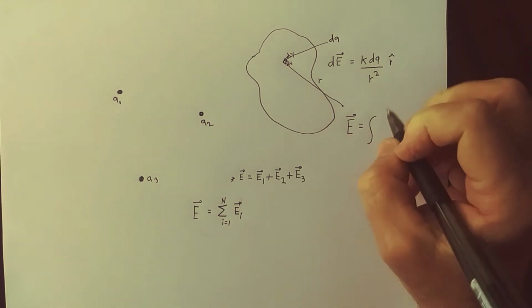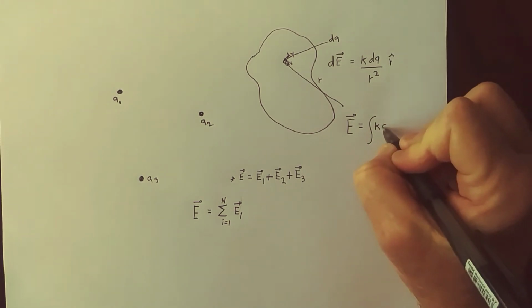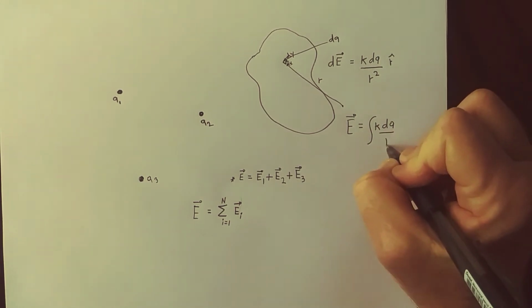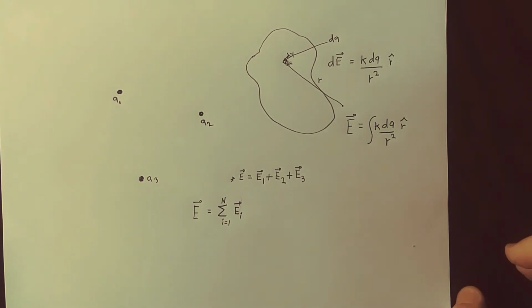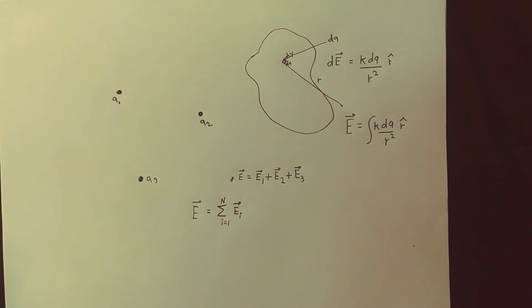It's an integral over this kind of object, and this can be a very complicated thing. So worst case scenario, we have to take a brute force approach, which means we just have to integrate over all of the charge to get the electric field at some location. So let's think about an example.